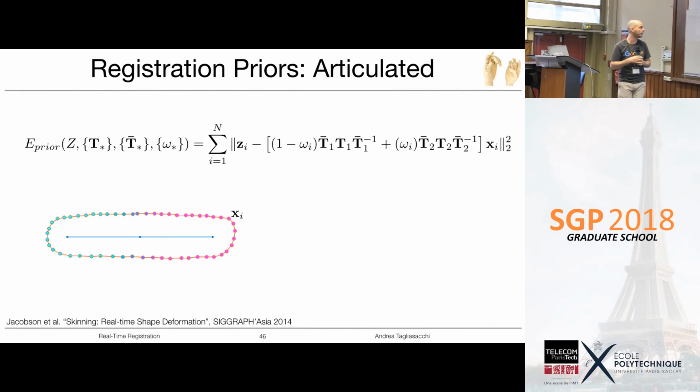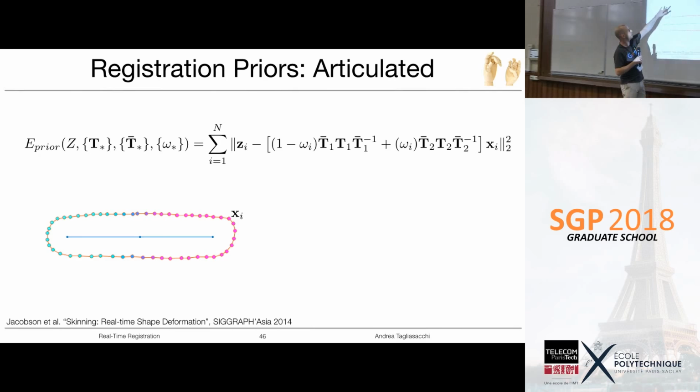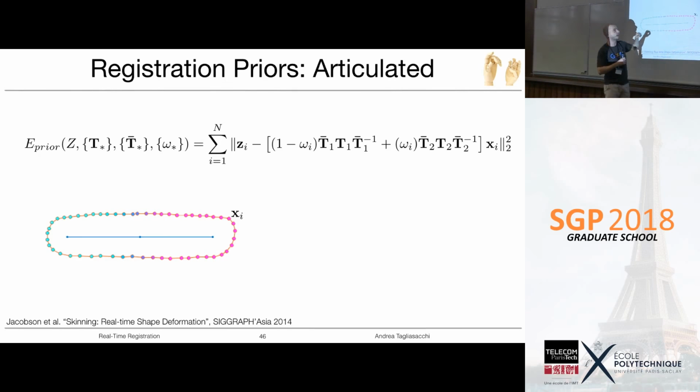So if I'm doing tracking, I'm actually optimizing for those. If I'm doing tracking and calibration, I'm optimizing for both those and those in that particular case. And these weights here are typically called skinning weights, and basically decide which vertex listens to what transformations.